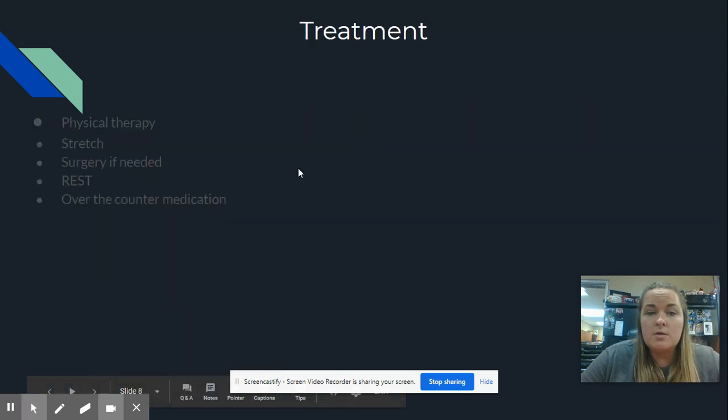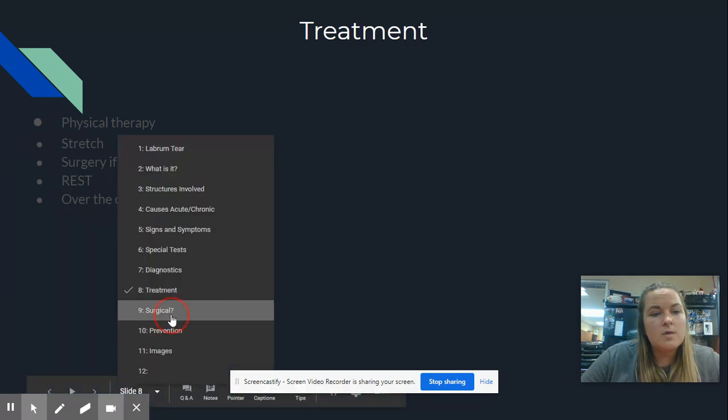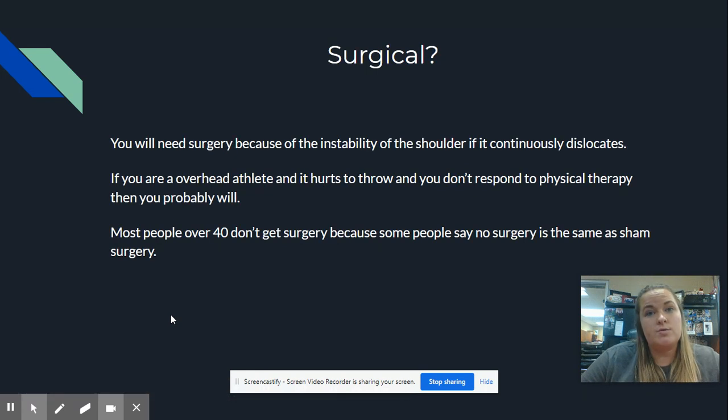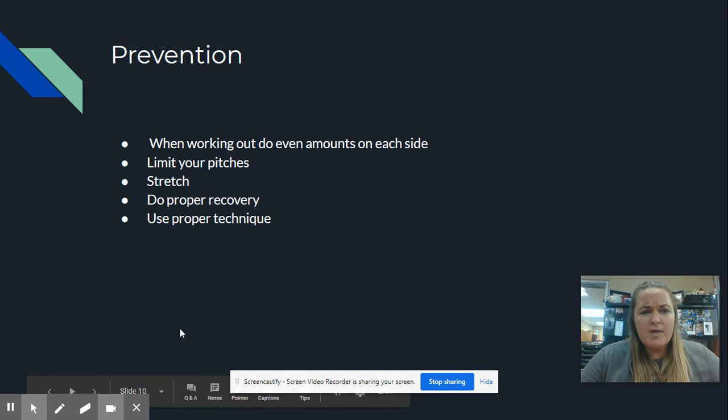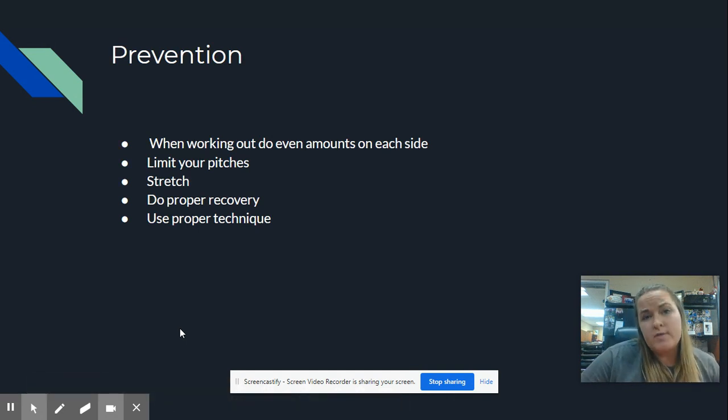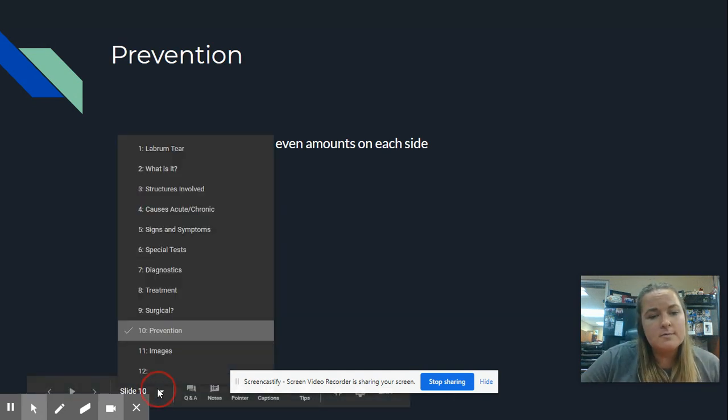Then there's treatment. What are some things we can do to make the situation better? And then, is it surgical? Some things are, some things are not. This one is. Now, some people deal with it. So she talks about how if you're over the age of 40, it may not be too big of a deal. But that's going to be important. And then prevention. What can you do to prevent that injury from happening?